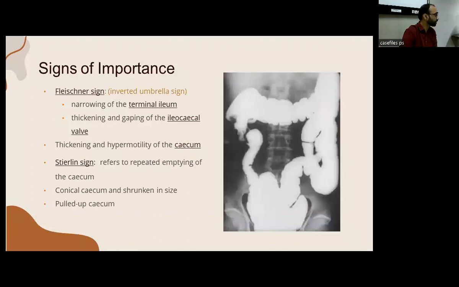So signs of importance usually that we tend to see and describe are the Fleischner sign, which is seen on contrast study on the barium enema, by the way. So there could be a narrowing of the terminal ileum, thickening and gaping of the ileocecal valve. There can be thickening or hypermotility of the cecum that is seen during fluoroscopy. Stierlin sign often refers to the rapid filling and emptying of the cecum that is seen on fluoroscopy. There could be conical cecum, which is shrunken in size, and pulled up cecum.